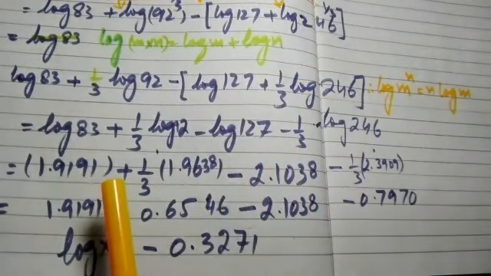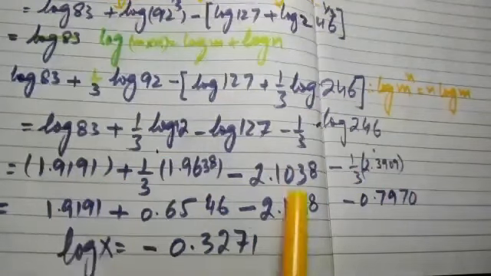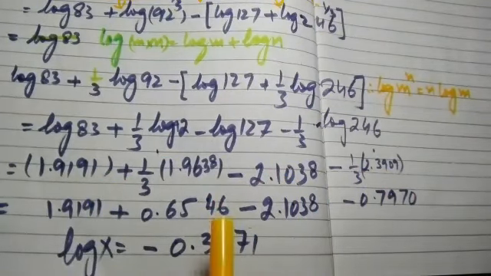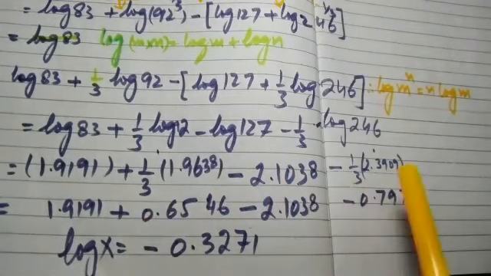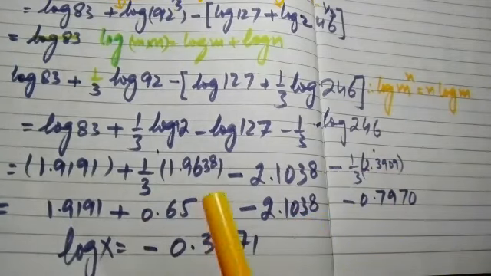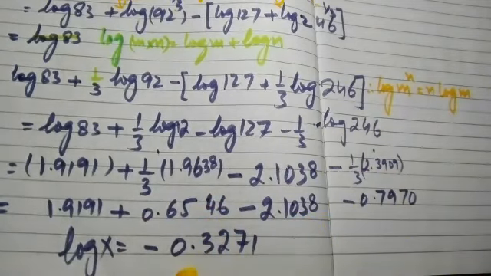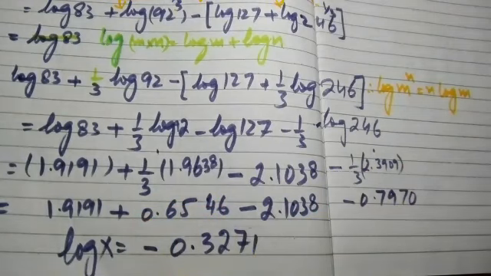Now use calculators to find the logarithms of the four numbers. Find the logarithms with the calculators. Divide these two numbers, 1 by 3 and 1 by 3, with the help of calculators. You will get these two numbers, and then you will find a single number after the simplification. Minus 0.3271 is equals to log x.